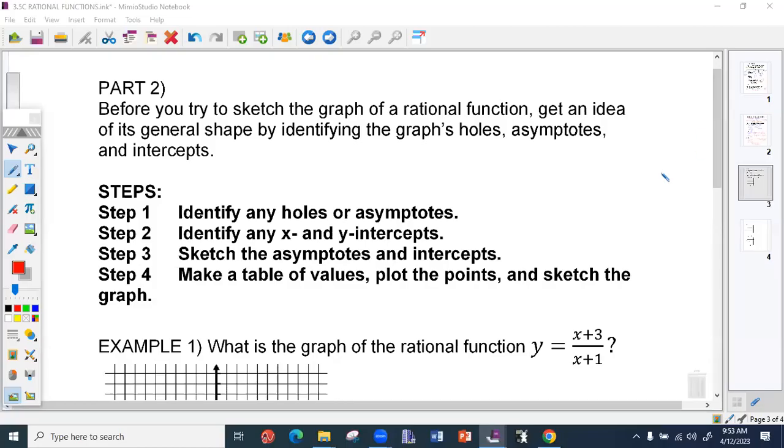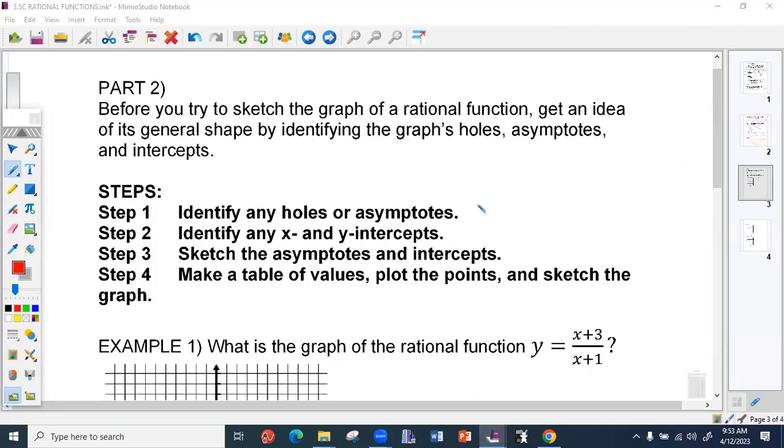All right, so for part 2 of our notes for 3.5C, it is now putting it all together, okay? So we broke down and took our time to practice identifying holes and asymptotes. That is its own step in part 2, okay? What's new here is identifying your X and Y intercepts, so finding your X and Y intercepts.